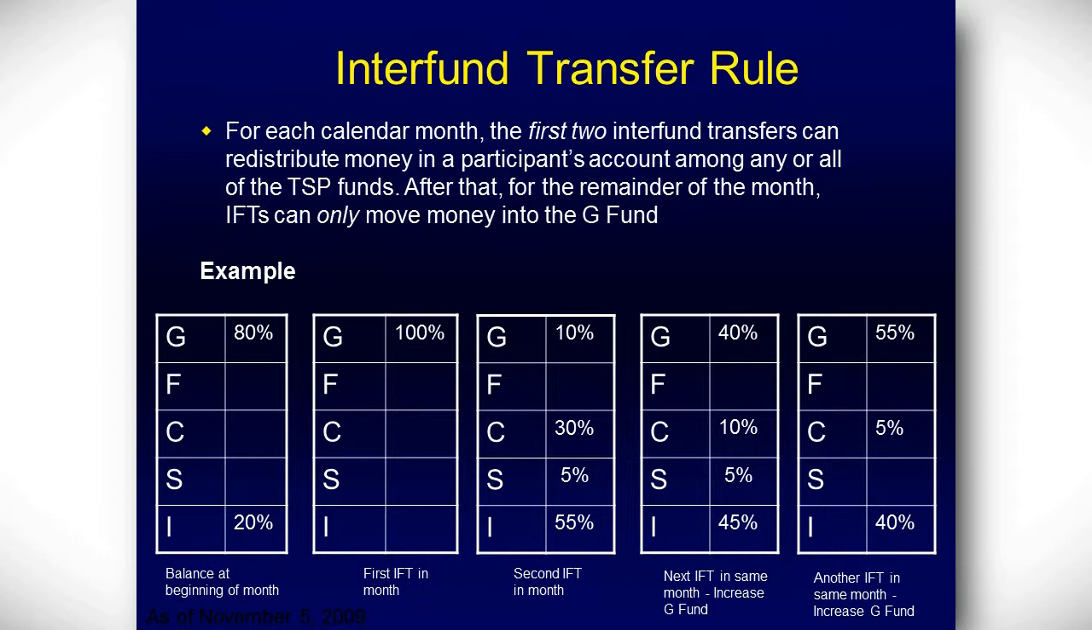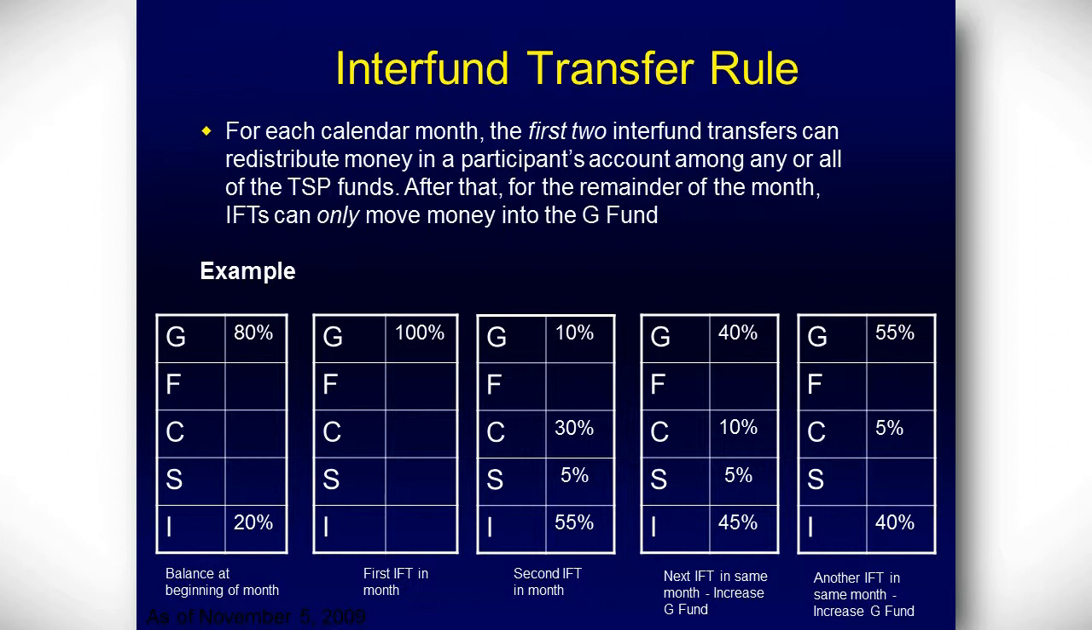That's interfund transfer number 1. No matter what they do, that's their first interfund transfer. And then they move money out of the G fund into these stock funds, the CS&I fund here. That's their interfund transfer number 2 for that month. This person is essentially done for the month.